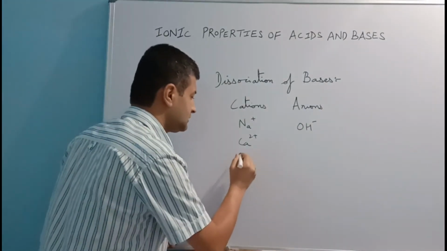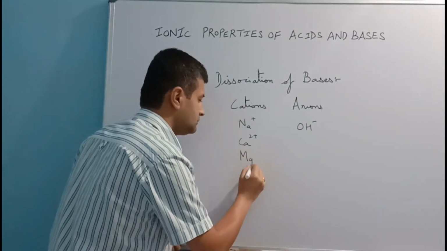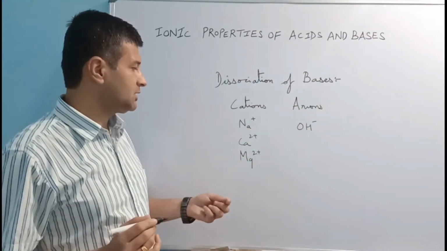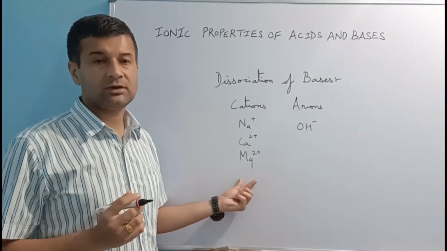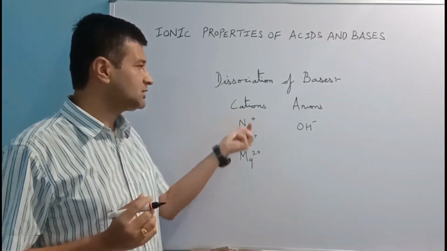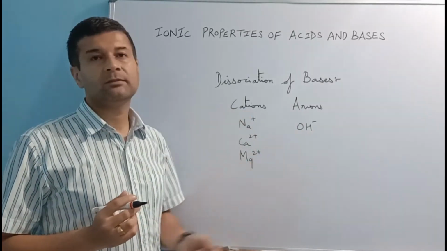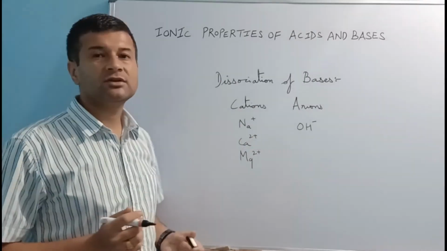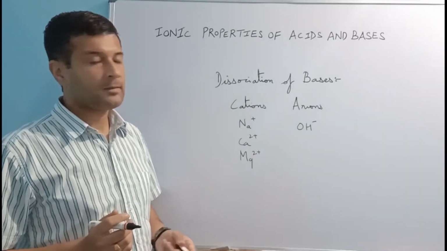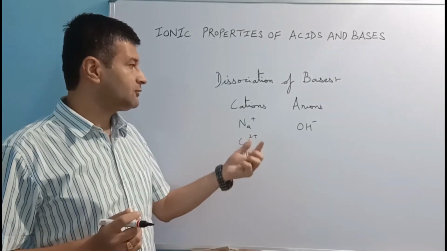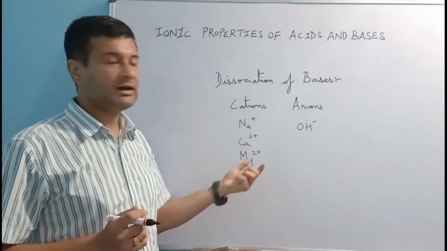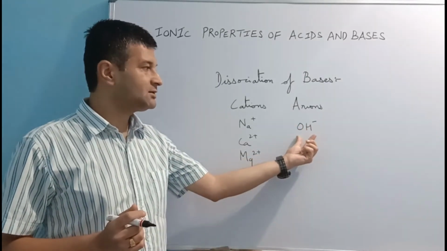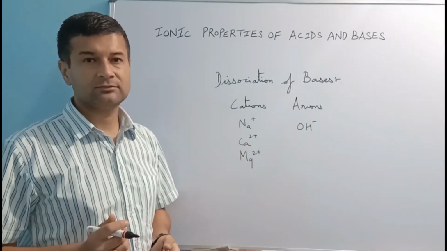Similarly, it contains Mg2 plus in case of magnesium hydroxide as cations and OH minus as anion. So here we see that when we dissolve an alkali in water, they form cations and anions, and we have anions as OH minus.